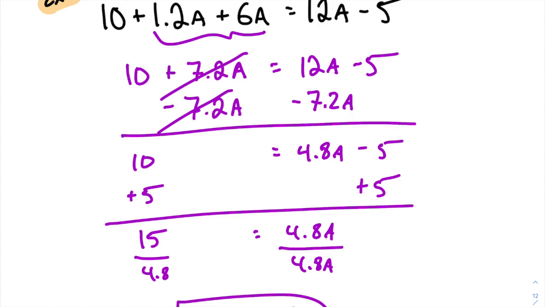And we're done. All right, so solving problems with variables on both sides. Once again, do any work you need to simplify things, but then look for the smaller variable term and then simply eliminate it.